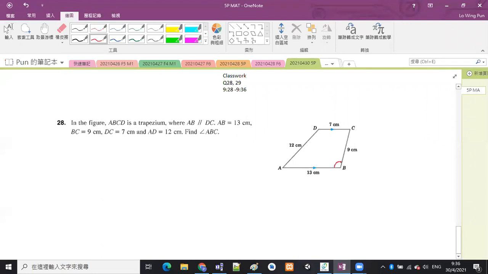Okay, so there is no triangle in this diagram. So we may need to construct some triangle here. Okay, so let me see. Which triangle do we need to construct?